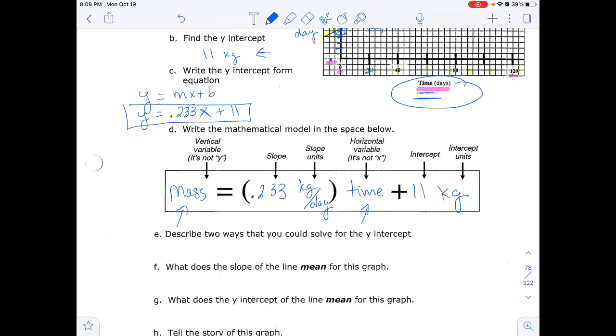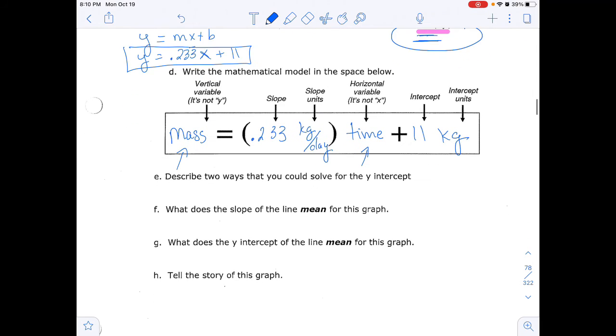What does the slope of the line mean for this graph? You do this one. What does the y-intercept of the line mean for this graph? You do this one. Tell me a story of what's going on in this graph as the days go by. You need to do this part yourself.